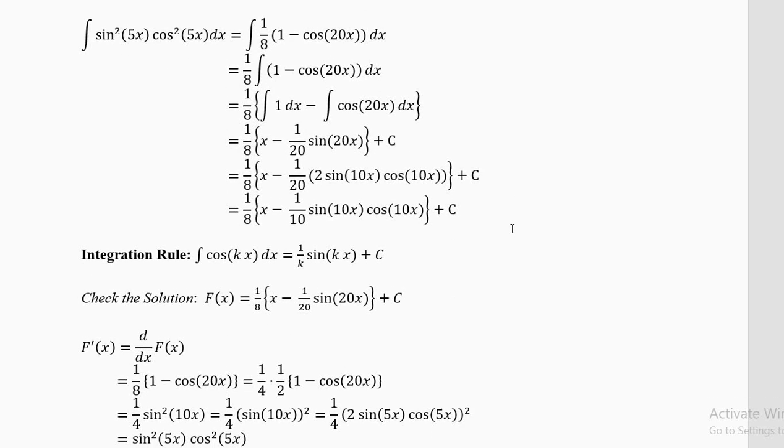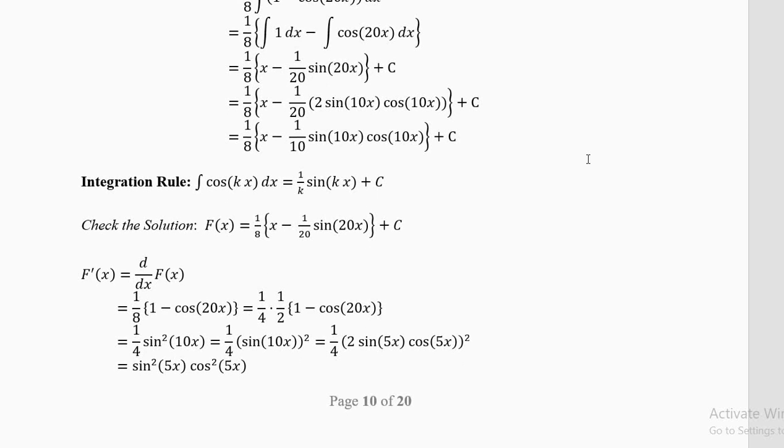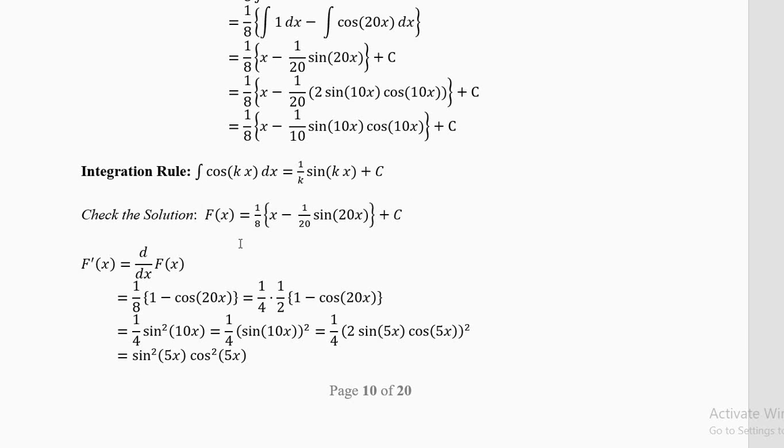Now we can convert this into 10x if we so wish. And again we can do some algebra to convert it into 5x using the double angle identities. But the basic answer is over here: 1 over 8 into x minus 1 over 20 sine 20x plus c. So this is it. The answer can be differentiated and checked.